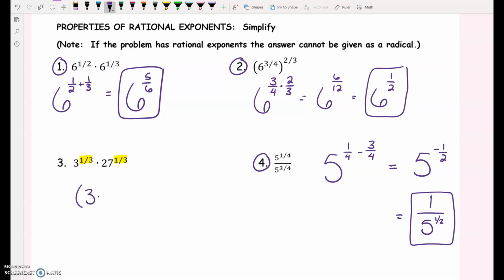If they both have an exponent of 1/3, then we can put them both inside the parentheses multiplied together with the 1/3 on the outside. We can then do 3 times 27 to get 81. So this simplifies to 81 raised to the 1/3.